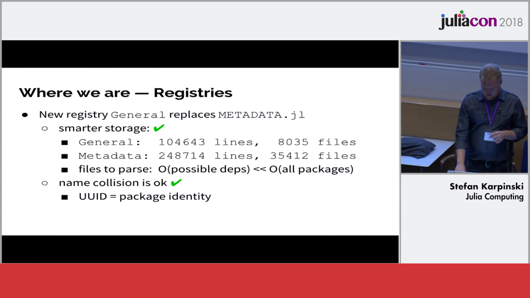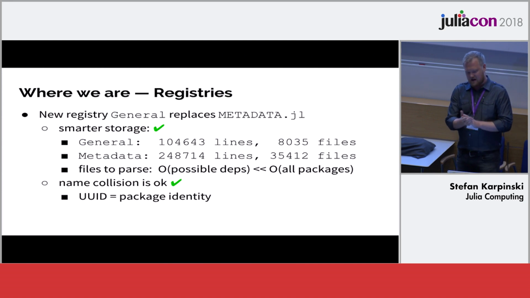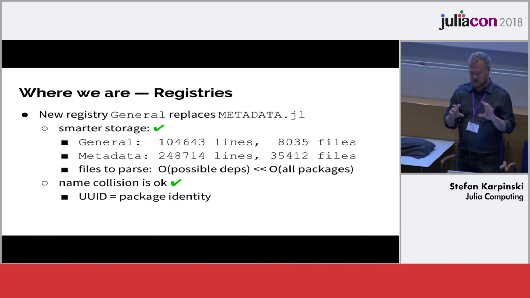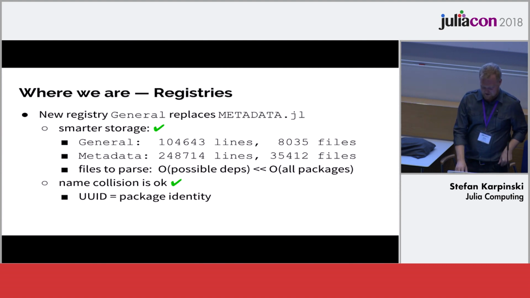And then registries, so just high level, smarter storage. The new version is less than half the number of lines, and a lot less than half the number of files, only 8,000 files, compared to the current metadata. But most importantly, the number of files that you actually have to parse is on the order of the number of possible dependencies of the thing you're trying to install, versus on the order of all of the packages that we know about, which is obviously going to be increasingly important as we have more packages. Name collisions are fine because UUID equals package identity instead of name.